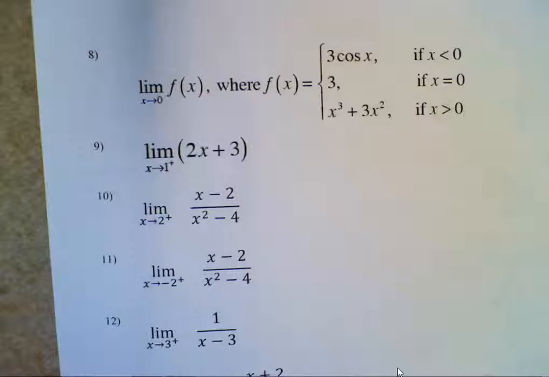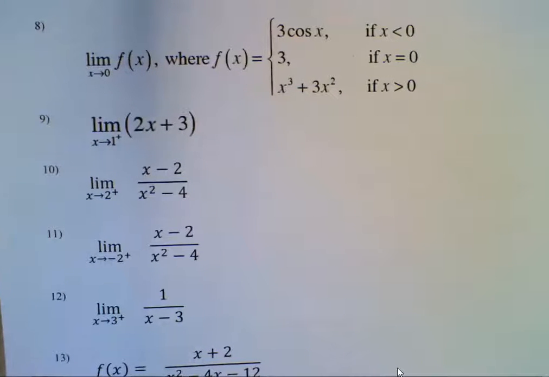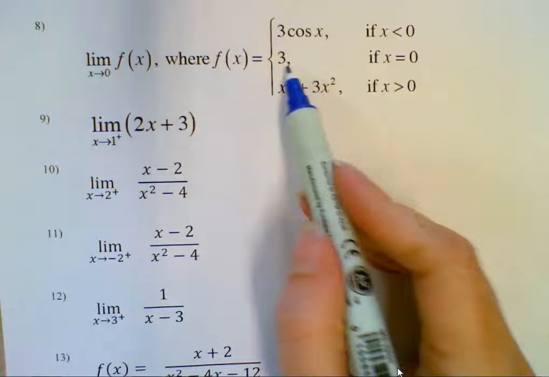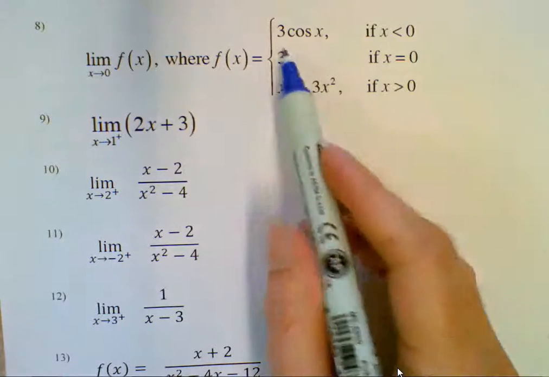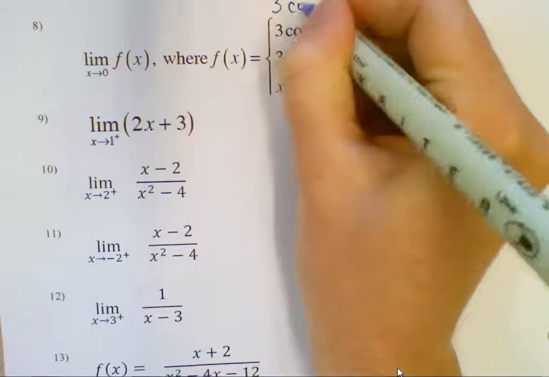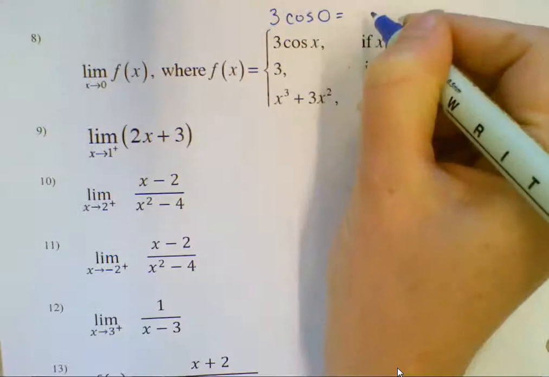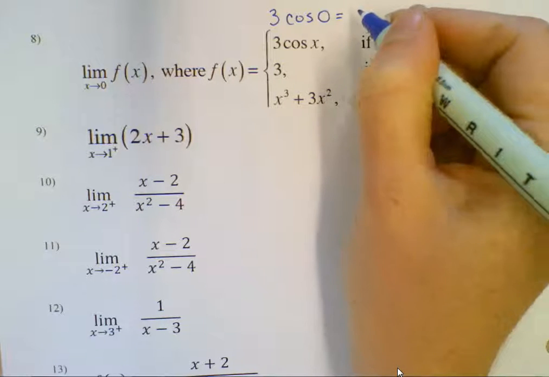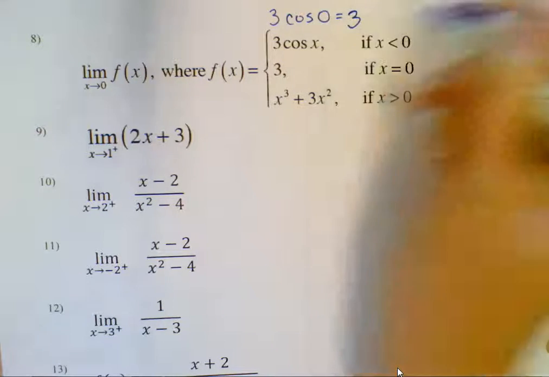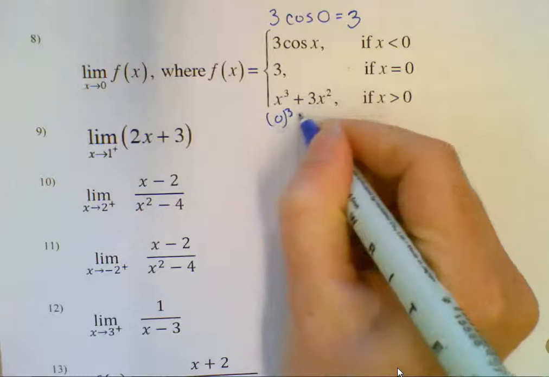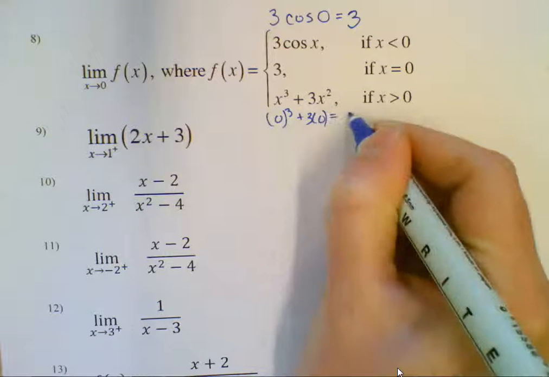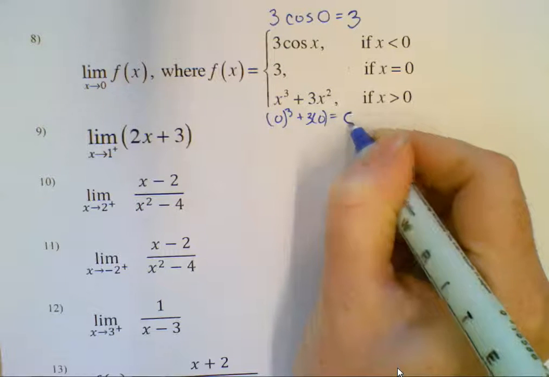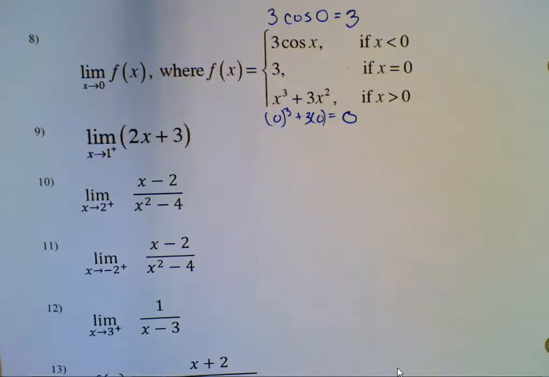Maddie, when you look at number 8, what are you going to have to prove or show? Is it going to be all of them, or just the left and right-hand side? Yeah. Okay, so let's see. If we plug it into the top one, Maddie, what is cosine of 0? 1. Good. So 3 times 1 is just 3. And if we plug 0 into the bottom, what do we end up getting? We get 0. So is the limit going to exist? No, it does not exist.